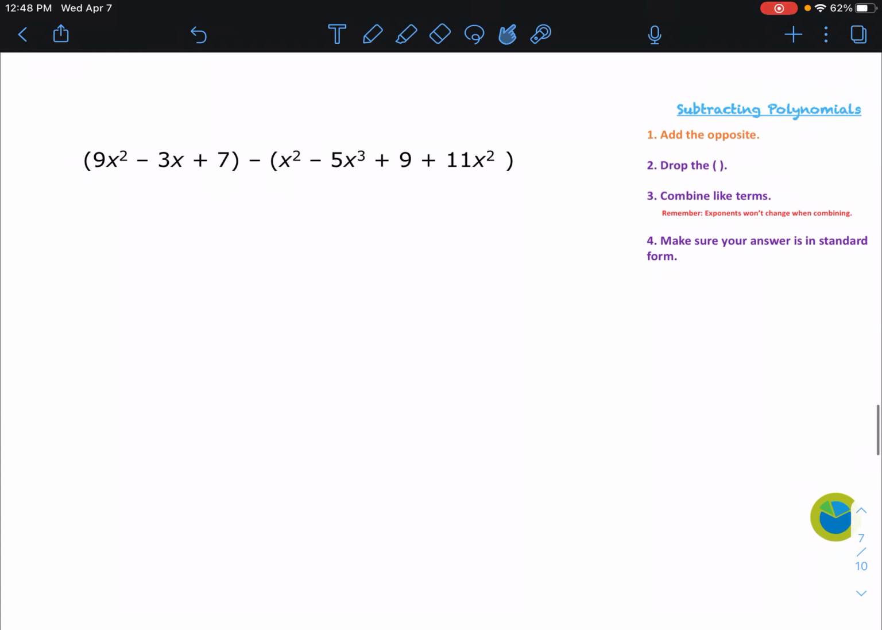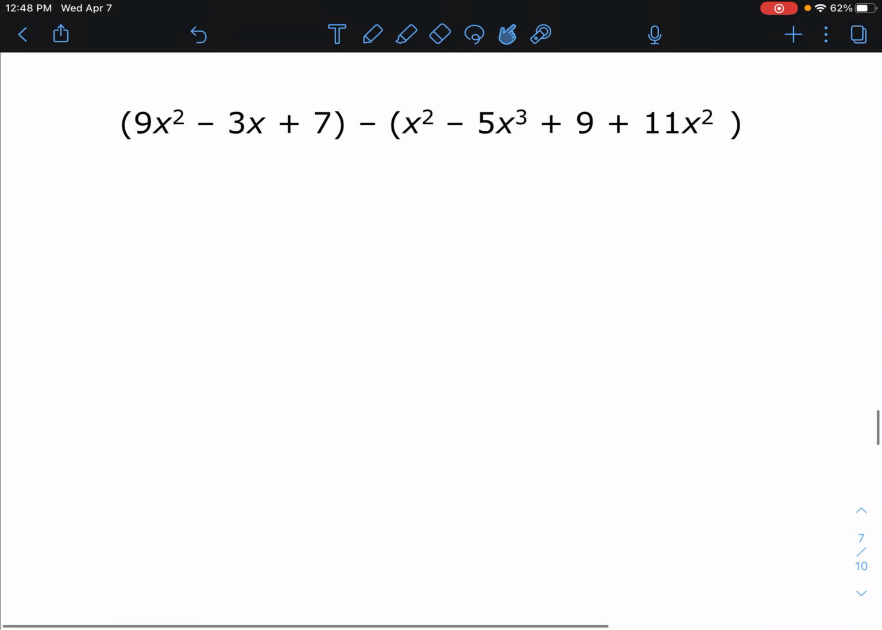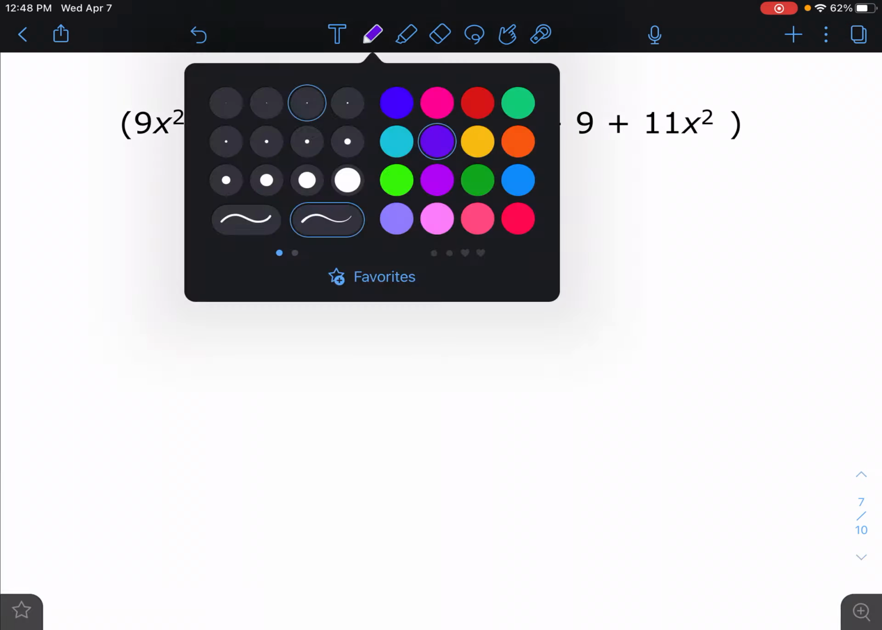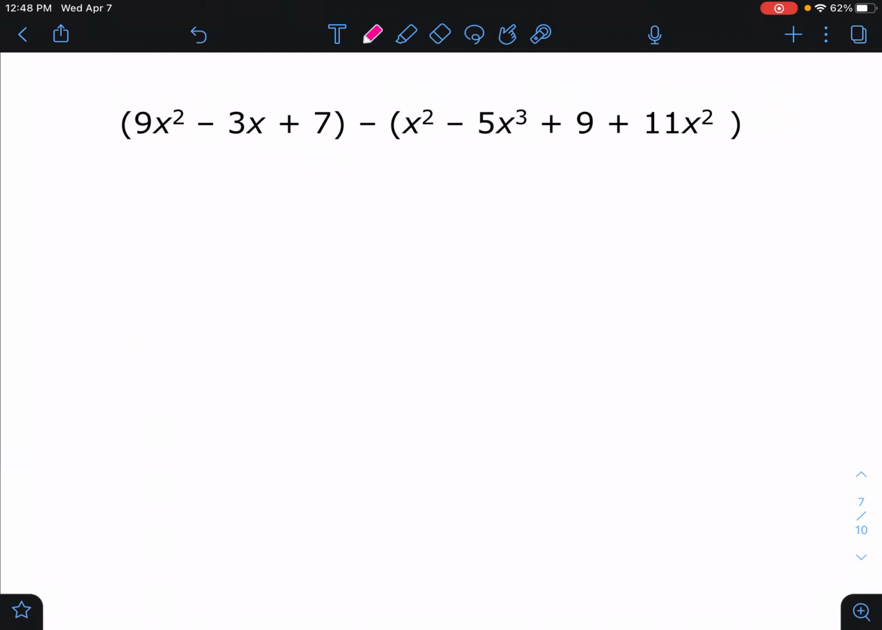Here's a little bit trickier one. Go ahead and give it a try. See how you do. Pause the video here. Make sure it makes sense. All right. How did we do? Here's how this works. So I'm going to go ahead and continue with our color scheme here.